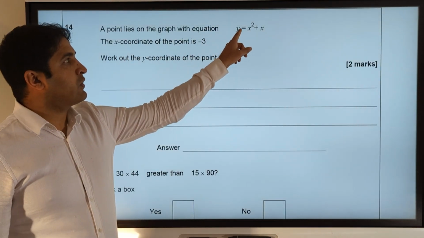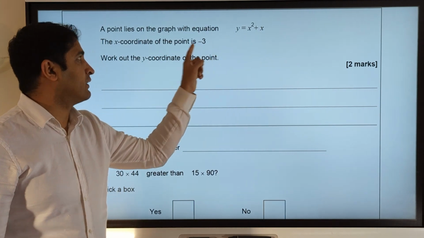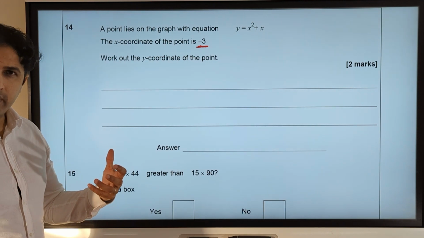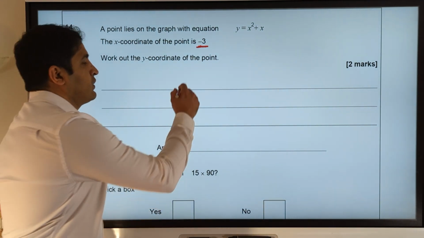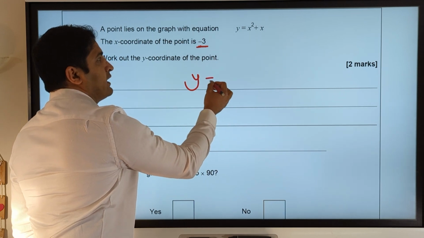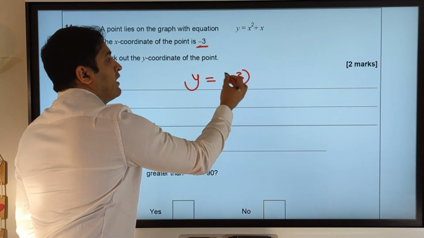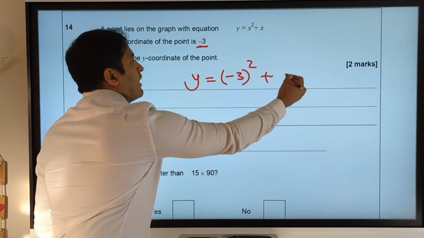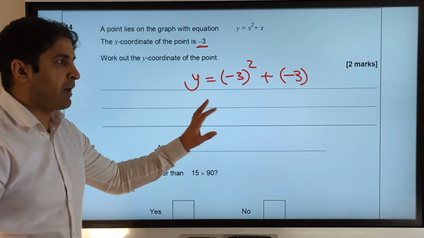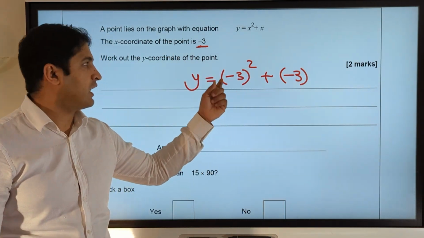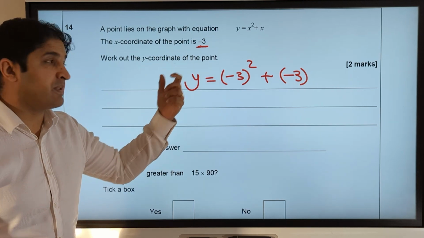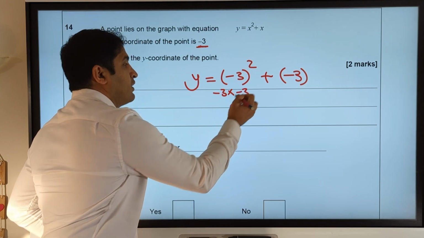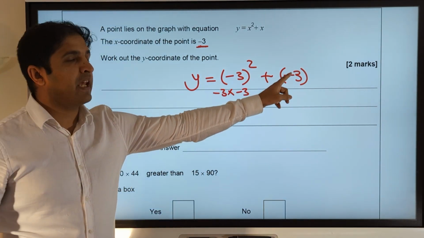So this is the equation of the line y equals x squared plus x. If the x coordinate is -3, meaning the x value is -3, we need to work out what the y value is. So the y value comes from here. y is equal to (-3) squared, the entire -3 squared, plus -3. I'm using the brackets around it so you don't get confused with the signs. -3 squared means -3 times -3. That gives you +9. And then you're adding -3 to that.